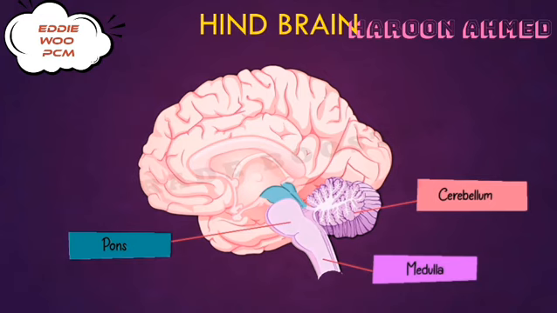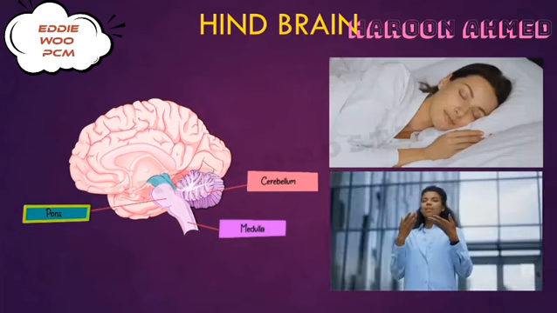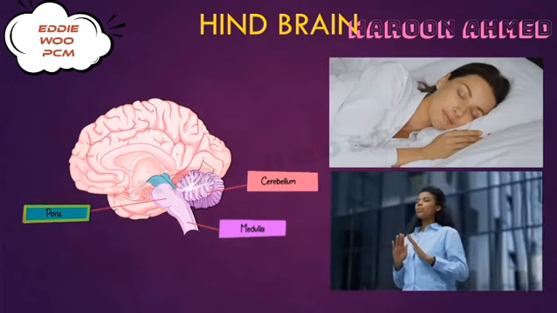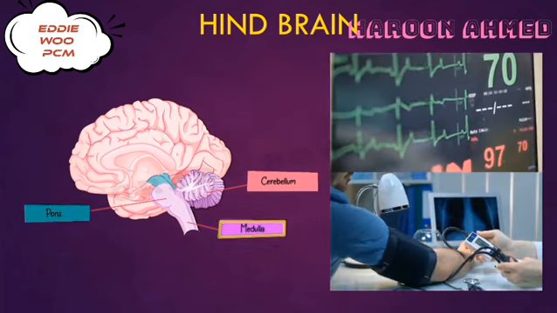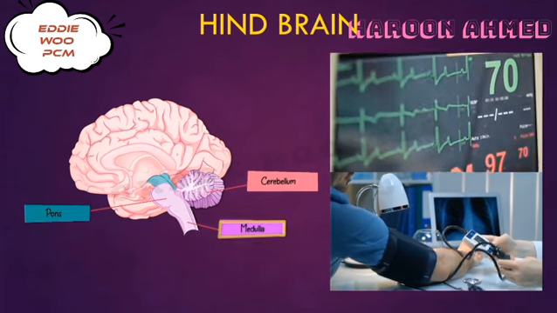These parts control the involuntary functions of our body. Pons controls our sleep and wake cycle and breathing. Medulla controls heart rate, breathing, blood pressure, and more involuntary functions.